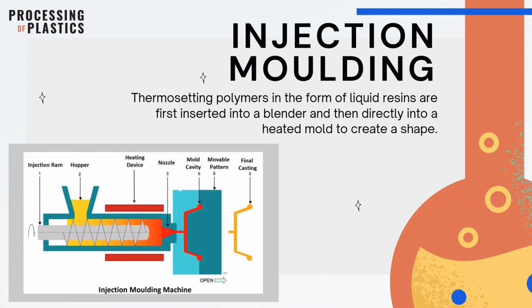Injection molding. Thermosetting polymers, in the form of liquid resins, are first inserted into a blender and then directly into a heated mold to create a shape. Formation and curing take place concurrently in the mold. Injection molding is also used for molding thermoplastic polymers, where hot and soft plastic is forced into the cavity in a steel die. The most important thing about injection molding is that the shapes of the articles may be simple or complex.